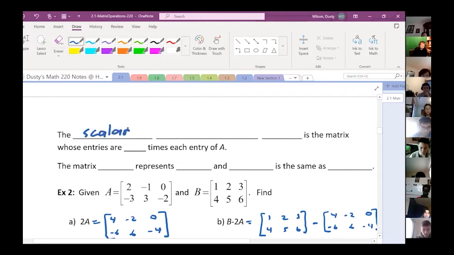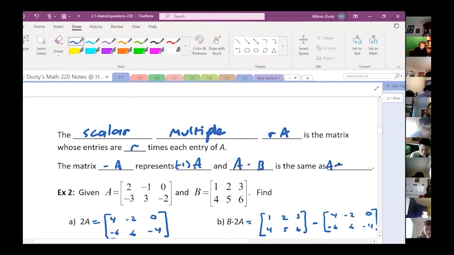So the scalar multiple, it's sort of like doing it with vectors that you've done in the past. RA is the matrix whose entries are R times each entry of A. And the matrix negative A represents -1 times A. And shockingly enough, A minus B is the same as A plus -B.